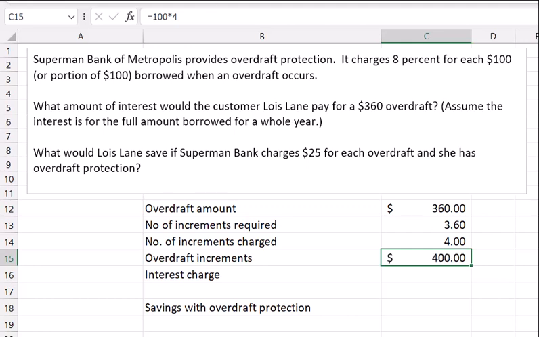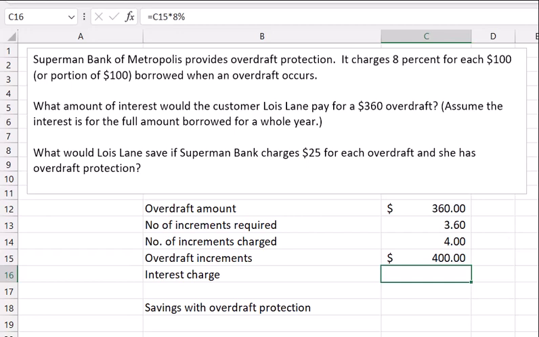Now, what would be the overdraft increments in dollars? Well, it's $100, 8% for every $100 used, so we're going to multiply 100 times 4. All right, actually, technically, that should be 100 times that cell, C14, rather than putting the number in as a literal. Okay, there's no time like the present to learn Excel, everyone.